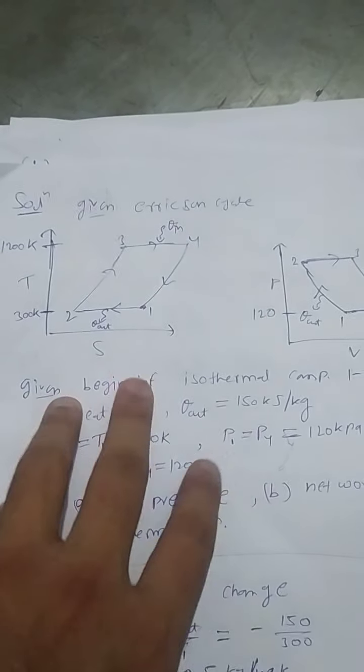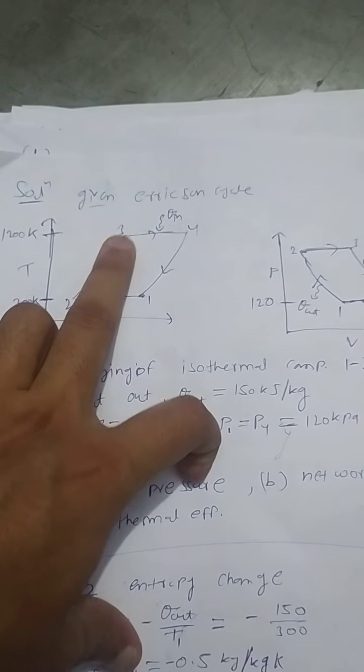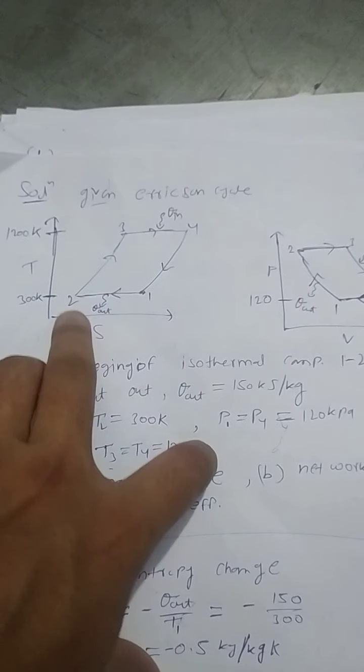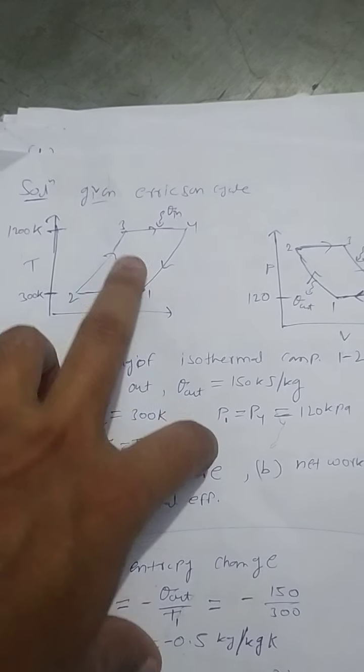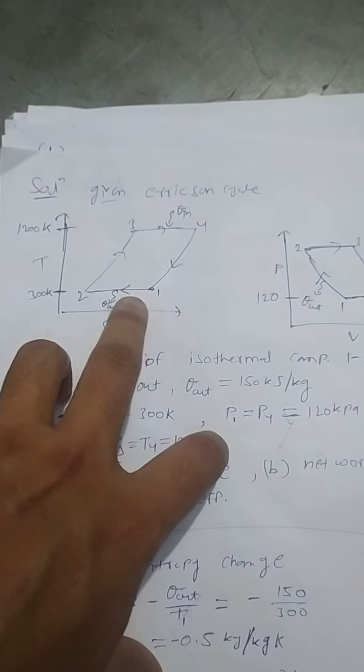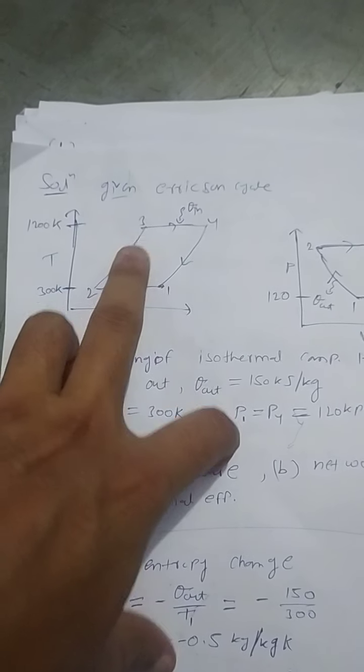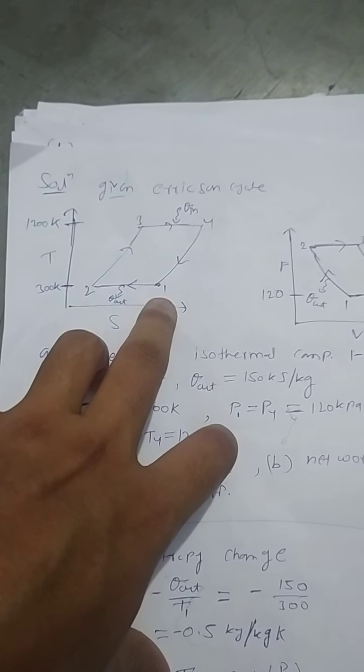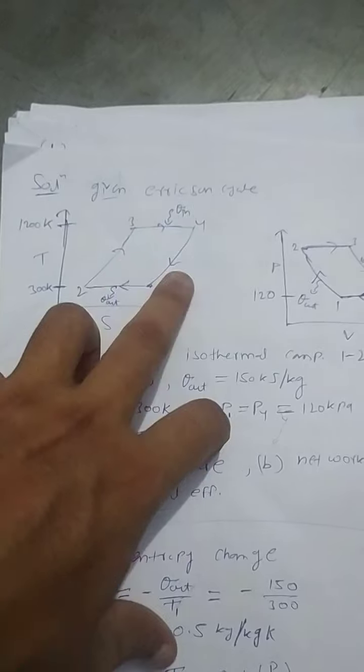So here you can see that 2 to 3 is constant pressure. There is no heat transfer at 2 to 3 and 4 to 1. 2 to 3 is compression, 4 to 1 is expansion, at constant pressure both.